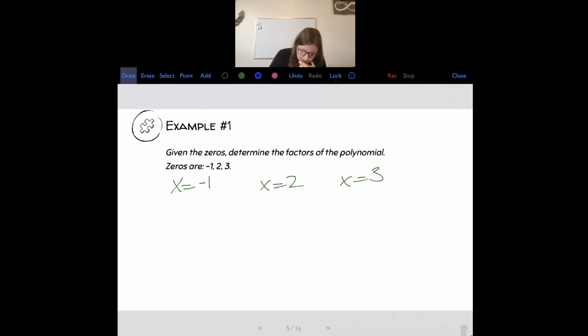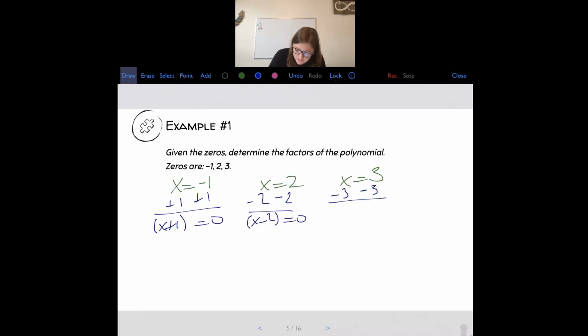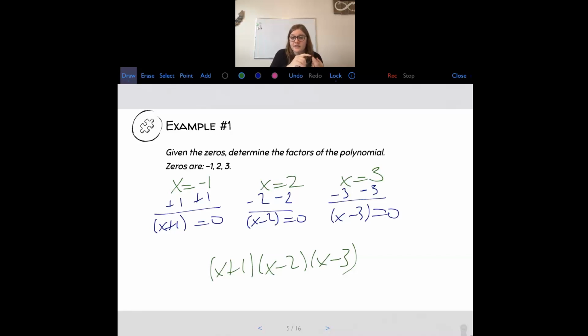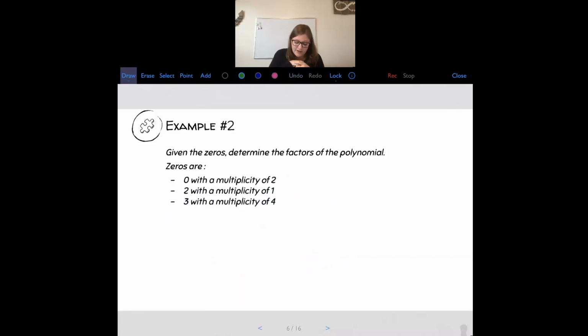Okay, so we could add 1 to both sides, so we would get x plus 1 equals 0. And I'm putting it in parentheses, that's going to be one of our factors. Same thing. Okay, so we have x minus 2 is equal to 0. Subtract 3, we have x minus 3 is equal to 0. So in factored form, this looks like x plus 1 times x minus 2 times x minus 3. And if you were to set this equal to 0, you should get the zeros that were given, negative 1, 2, and 3.